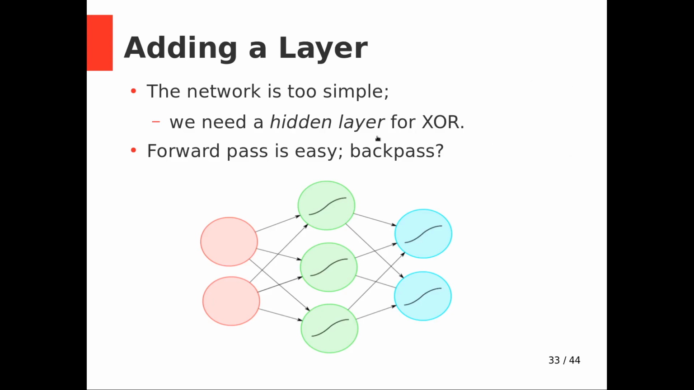So, in order to get it, we need a hidden layer for XOR. As we saw, we also need a hidden layer to do decently at OR. Okay? So, the forward pass for our hidden layer is actually fairly simple. It's the same basic thing, the same forward pass rule, that's what I'm trying to say.